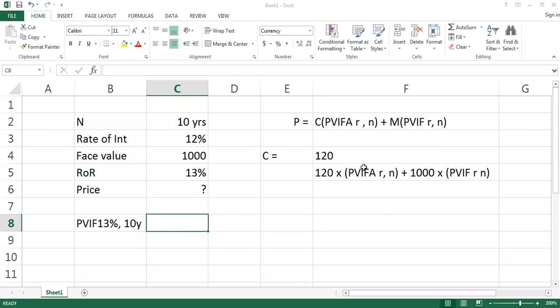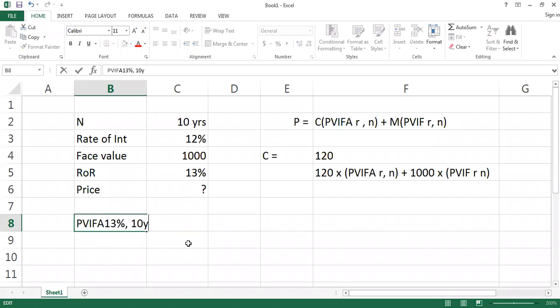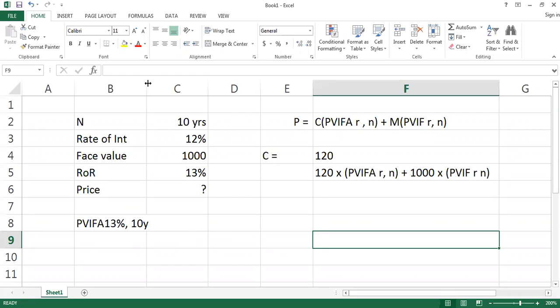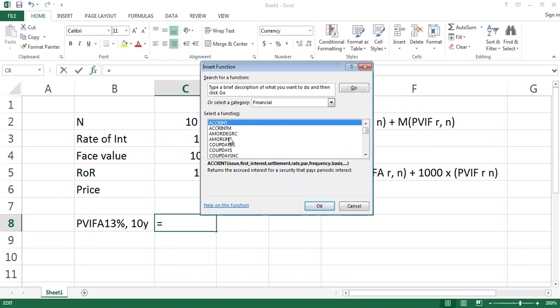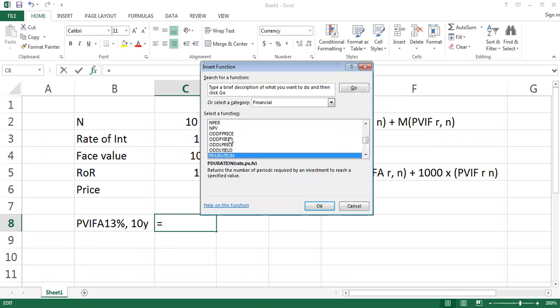We are trying to find out this particular part, the present value interest factor annuity. So quickly, I will tell you what we need to find out. I'll just make this annuity so that it will go up fast. Go to functions, go to financial, click on PV, that is present value.